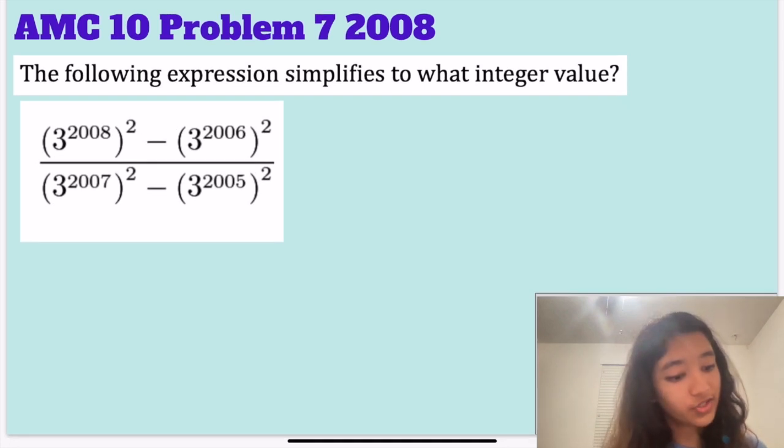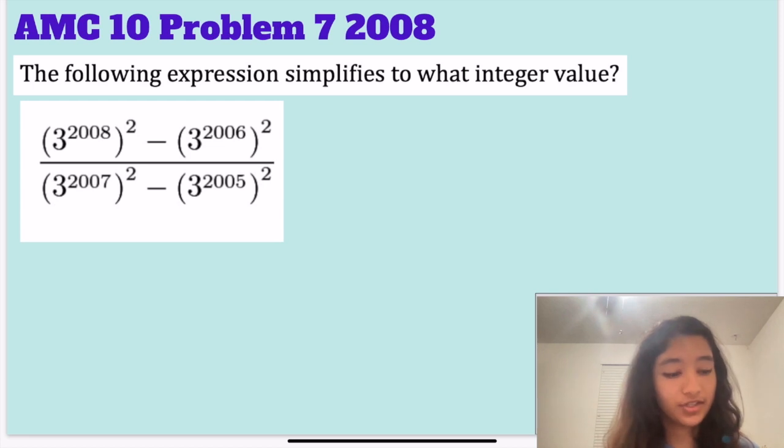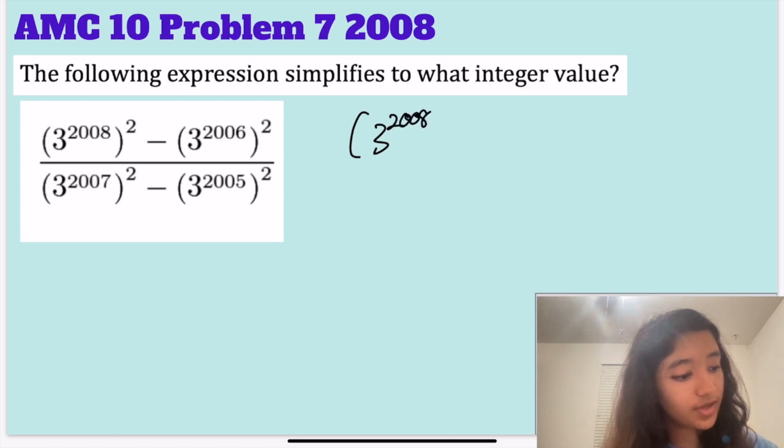Okay, so for the next question, we are trying to look for the value of this expression. So we see that difference of squares again, and we want to make sure that we can factor this. So first, let's just use difference of squares. So we have 3 to the 2008 squared minus 3 to the 2006 squared in the numerator. So first, let's factor that. That's just 3 to the 2008 plus 3 to the 2006 times 3 to the 2008 minus 3 to the 2006.